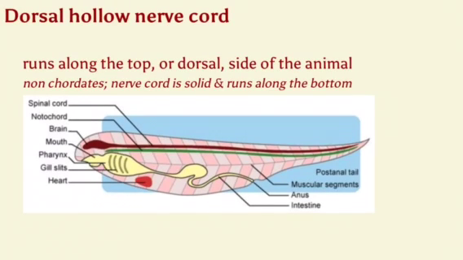They also have a dorsal hollow nerve cord, and again, dorsal tells you that it's found on the back, and hollow would tell you that it's hollow. There are some non-chordates that actually have a solid nerve cord, but in chordates it's hollow, and it tells you that it's a nerve cord, so it has to do with the central nervous system, including the brain.